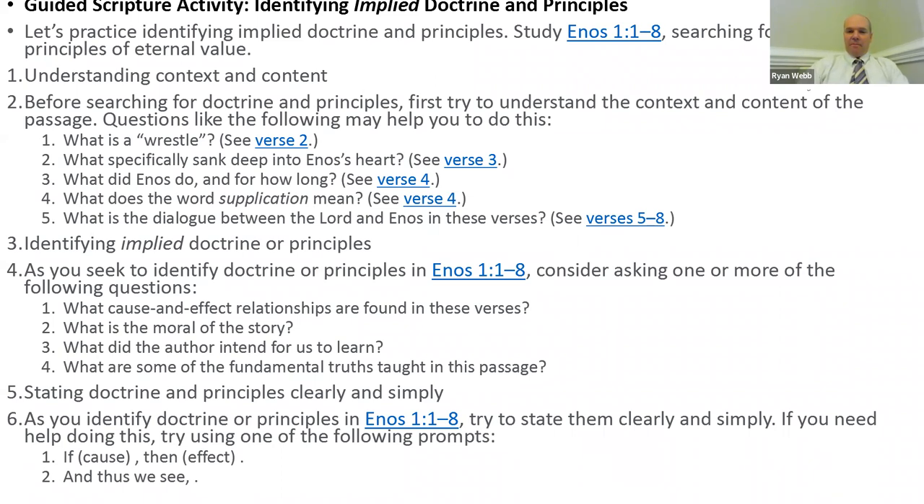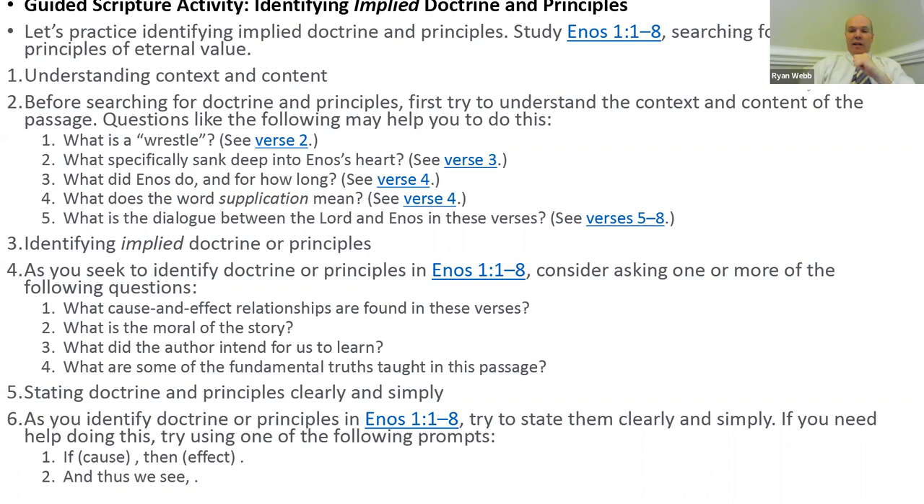Okay. Now, we want to practice identifying implied principles here. There's 4 questions on the screen that might help you identify implied principles. They're the same questions that we asked earlier, right? What are we supposed to take from this? What can we learn from this? Those sorts of things. I want you to practice writing down a principle, actually typing it out, from verses 1-8.